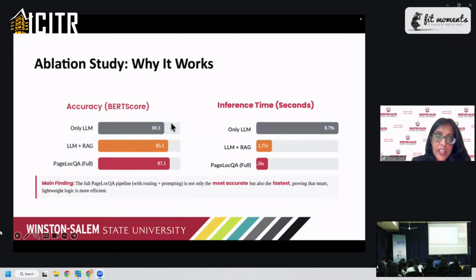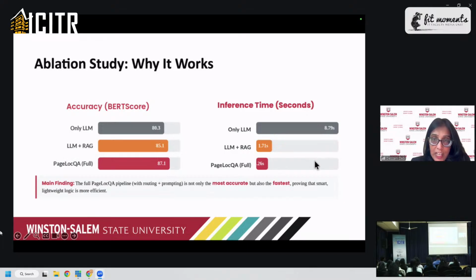We also did some evaluation case studies. So we did a normal LLM without anything, and as you can see, the accuracy is 80%. And then we added the RAG, so LLM plus RAG. The accuracy we achieved is 85%, but whenever we did all those other things like prompts, then manual tool routing, then page level chunking, and everything that we implemented in our PageLog QA, we received 87% accuracy.